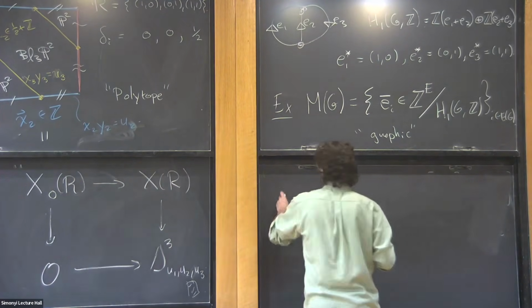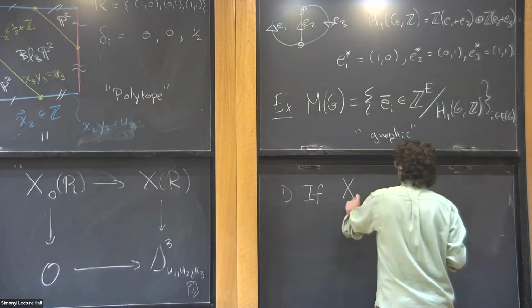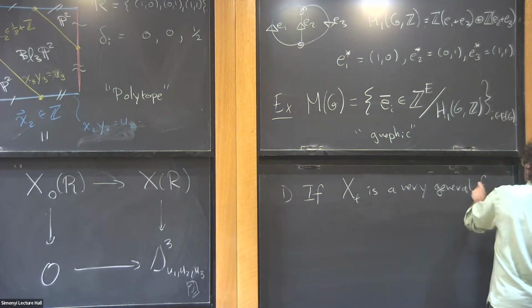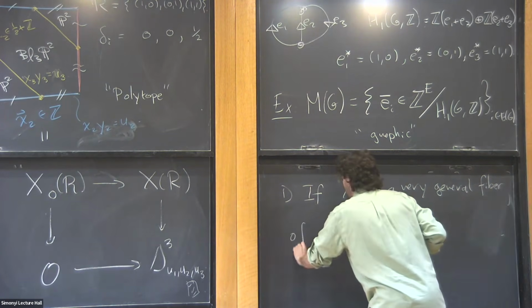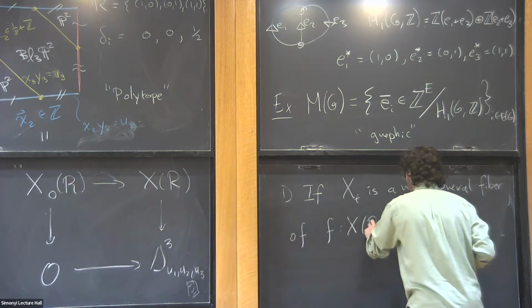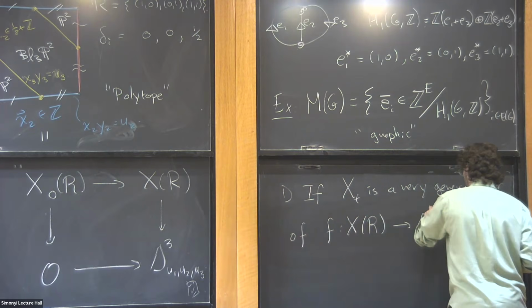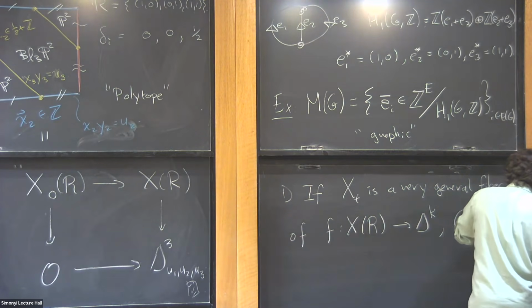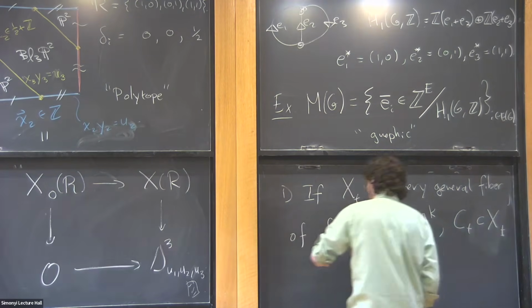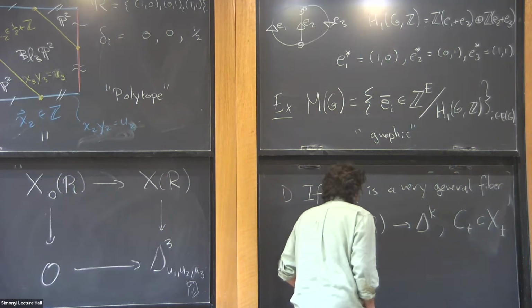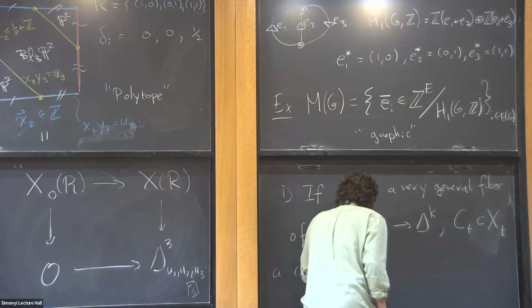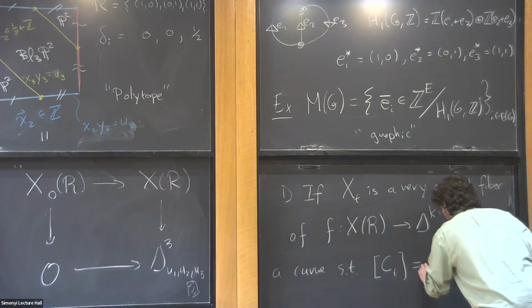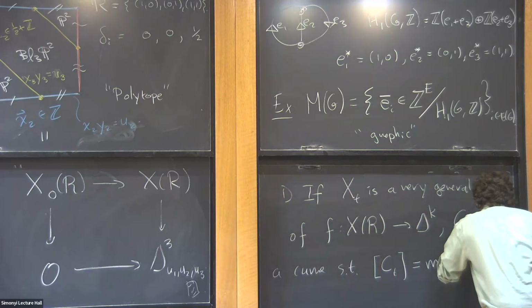Okay, the first is that if X_t is a very general fiber of the matroidal degeneration associated to the matroid R, and C_t is a curve on the very general fiber, such that the cohomology class of this curve is a multiple of the so-called minimal class.